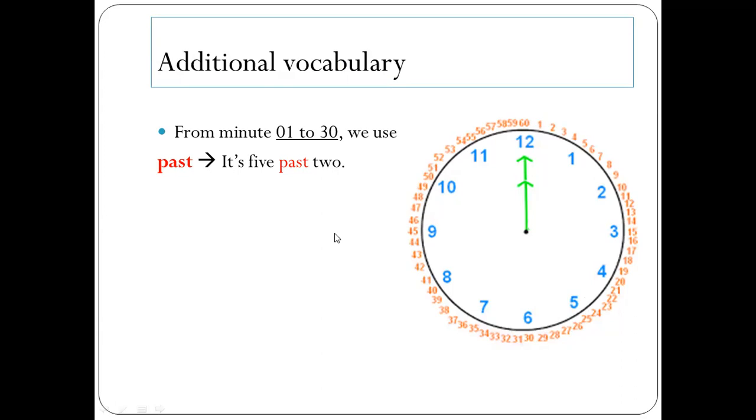Son las 5, más bien, sí, son las 5 pasadas las 2. Excuse me for my mistake. And from minute 31, es decir, a partir del minuto 31, all the way to minute 59, we use to. It's 10 to 6. Vamos a emplear la palabra to, que significa para. Son 10 para las 6, del minuto 31 hasta el minuto 59.